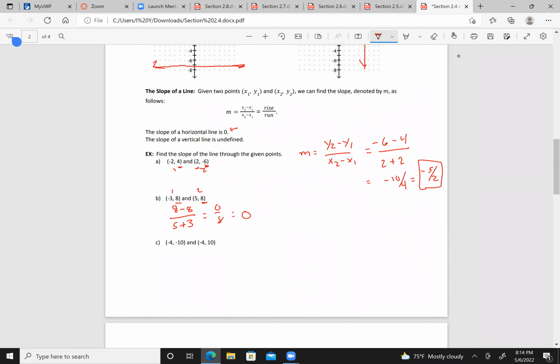Okay, so here we'll call this 2 and this 1 again, and we'll go 10 minus negative 10 over negative 4 minus negative 4, 20 over 0, which is undefined. And again, you note we have the same x value, so we're talking about a vertical line, which has an undefined slope.